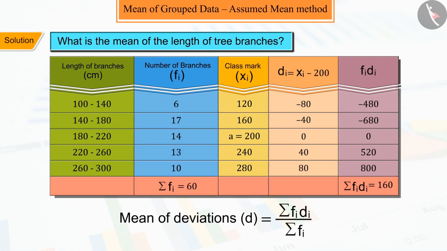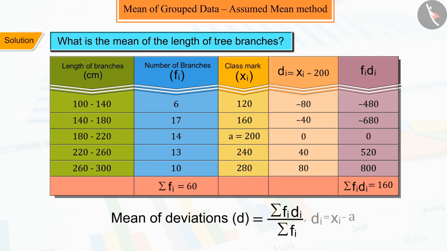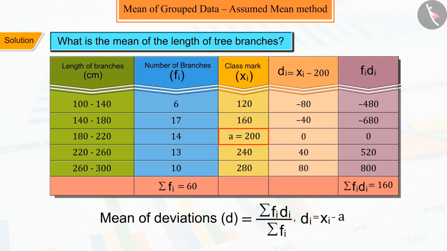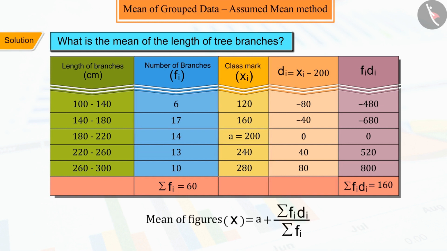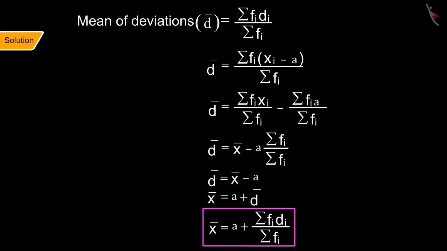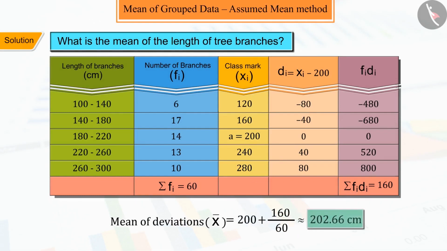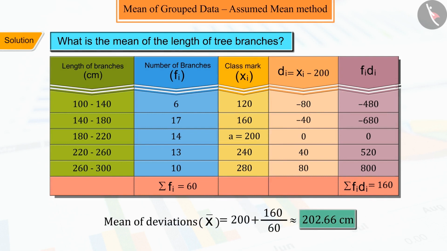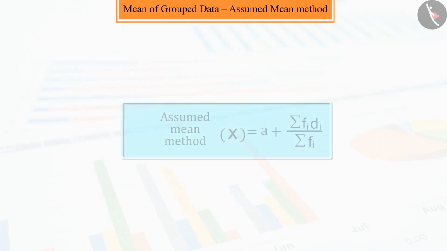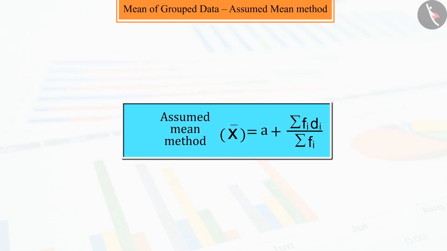But you must remember that to find di, we subtracted A from each xi. So, while finding the mean, we have to add A to d bar, which is explained as below, from which the mean of the lengths of the branches is calculated as approximately 202.66 centimeters. So hopefully you must have understood this method of finding the mean. This method of finding the mean is called the assumed mean method.